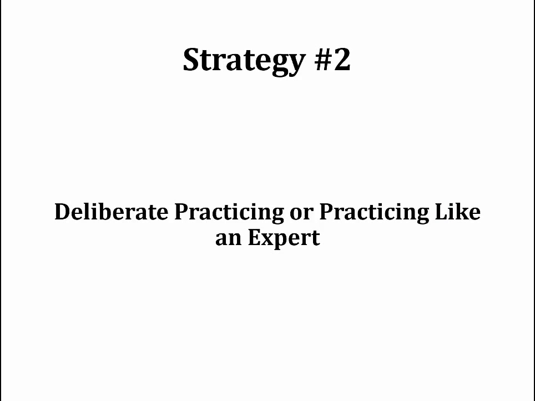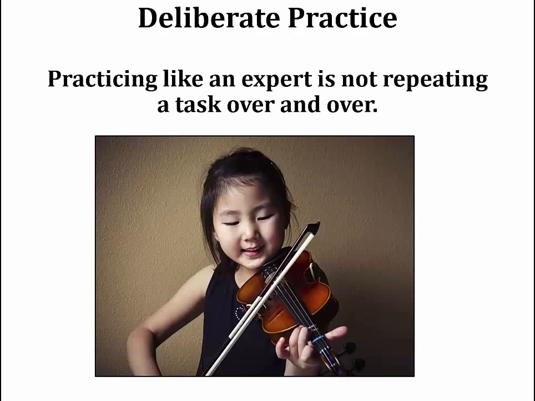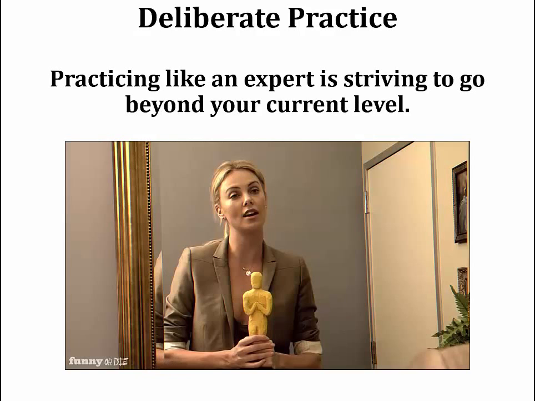Strategy 2, practice like an expert. Another strategy to increase cognitive ability is deliberate practicing, also called practicing like an expert. Practicing like an expert is not the same as repeating a task over and over again. According to psychologist Anders Ericsson, practicing like an expert is goal-driven and involves striving to go beyond the current level of performance. Expert performance is based on the amount and type of practice the person has.